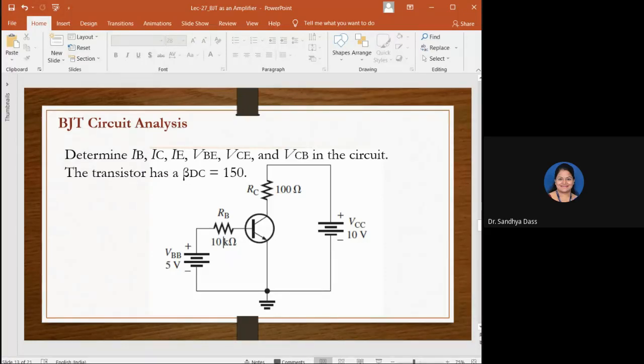This is an NPN type of transistor. The arrow direction is outside. In PNP, it will be inside. The direction of the arrow will be inside. Now, to determine base current, collector current, emitter current, how can we proceed? Any idea?